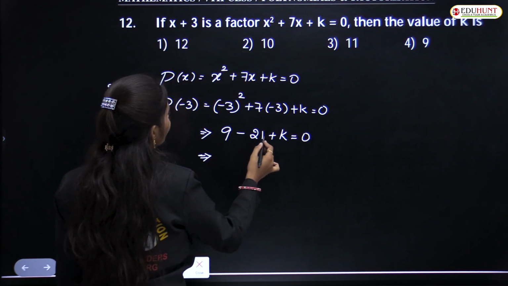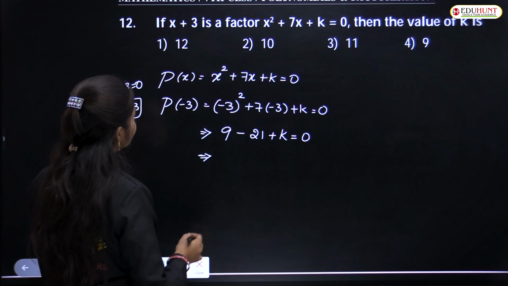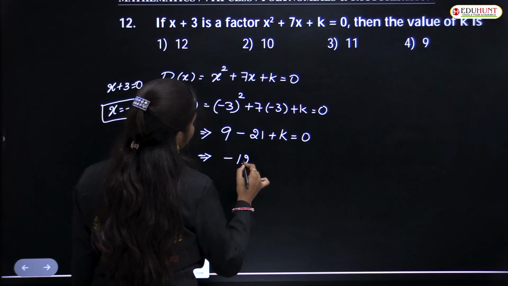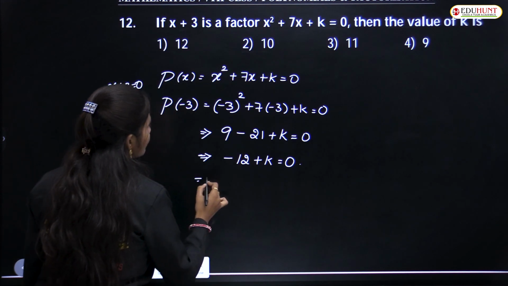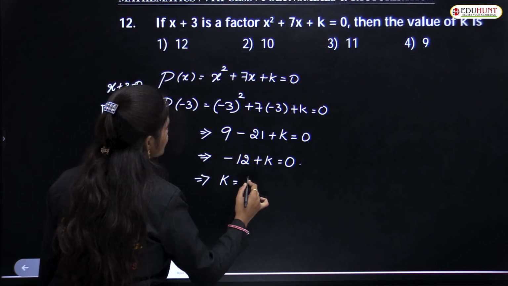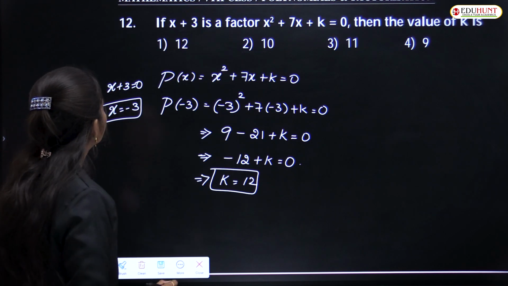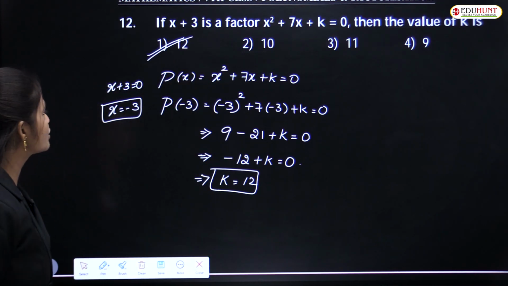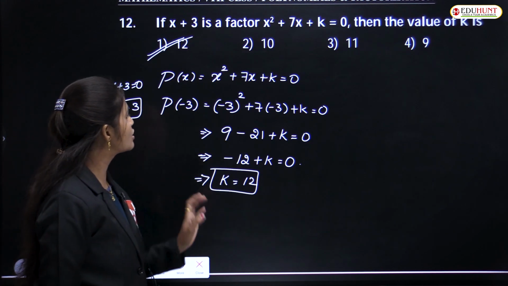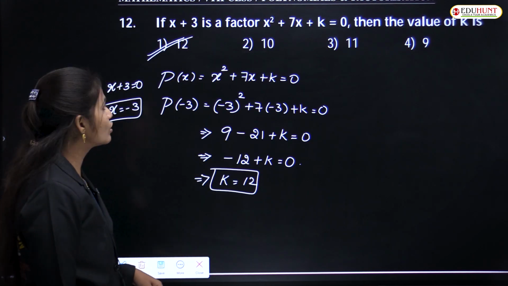Okay, so minus 21 plus 9 is minus 12. So minus 12 plus k is equal to 0. From this, k is equal to plus 12. So which option is correct here? Yes, option 1 is correct. So the answer is equal to 12. 12 plus 9 is again 21. So it's clear, no? Yes. So let us see the next question.